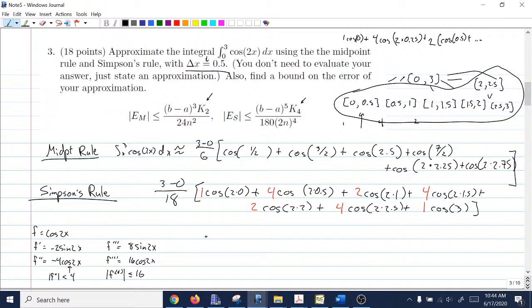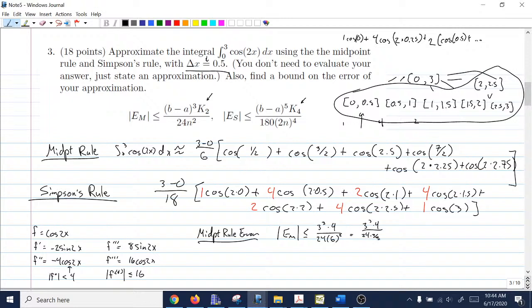So the midpoint rule error is at most: b minus a was 3, so 3 cubed times how big is the second derivative? It's as big as 4, divided by 24 times n squared. What's n? It's the number of subintervals we broke this into. Was 1, 2, 3, 4, 5, 6. So this is 3 cubed times 4 over 24 times 36.